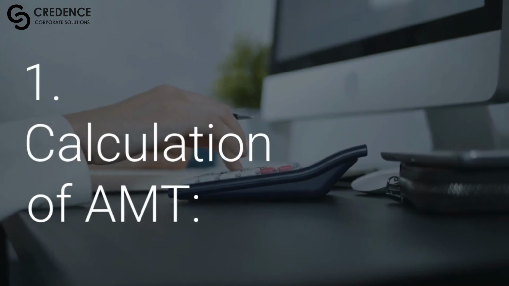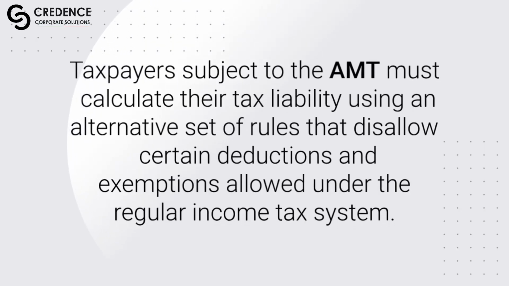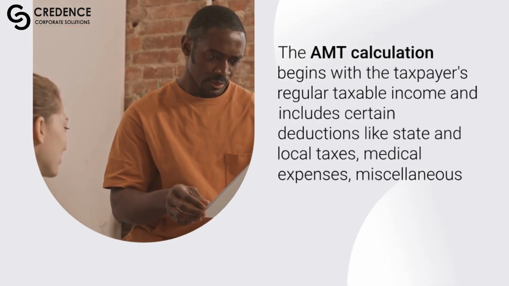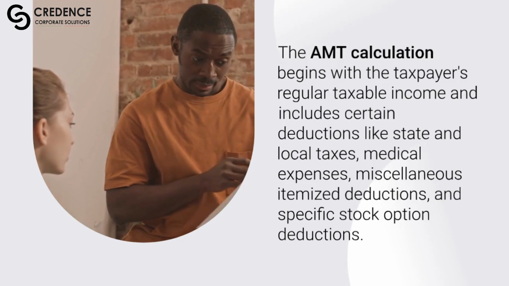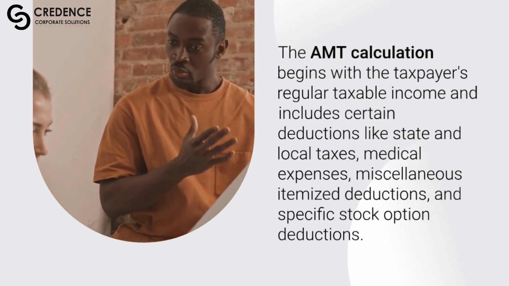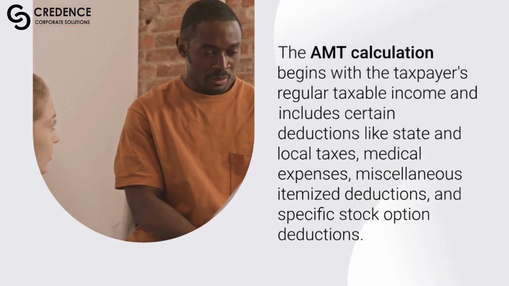1. Calculation of AMT. Taxpayers subject to the AMT must calculate their tax liability using an alternative set of rules that disallow certain deductions and exemptions allowed under the regular income tax system. The AMT calculation begins with the taxpayer's regular taxable income and includes certain deductions like state and local taxes, medical expenses, miscellaneous itemized deductions, and specific stock option deductions.